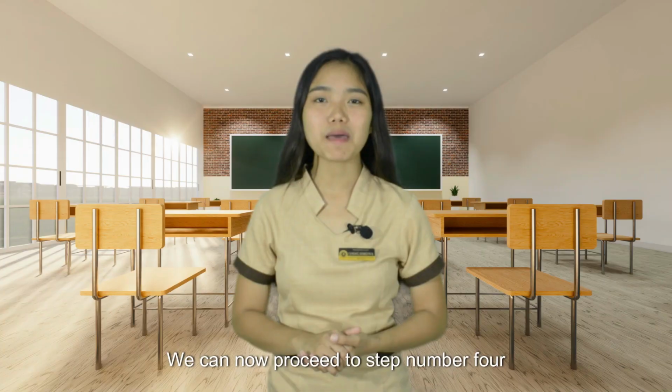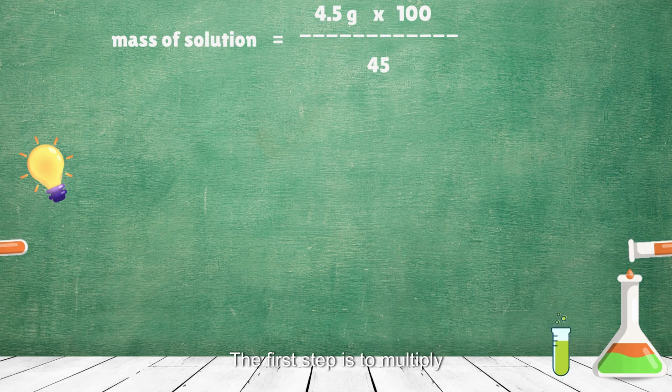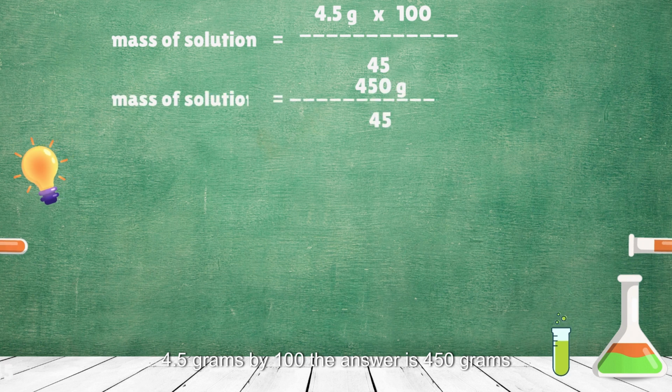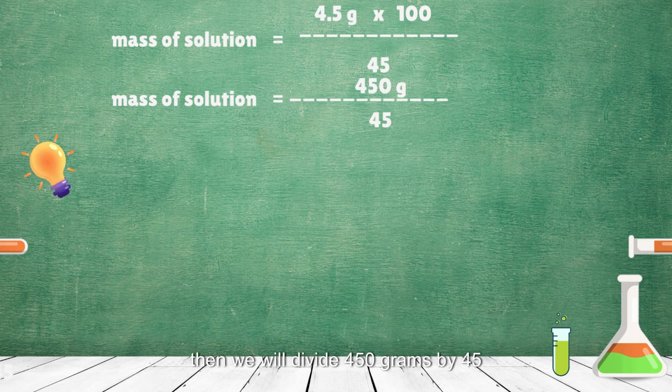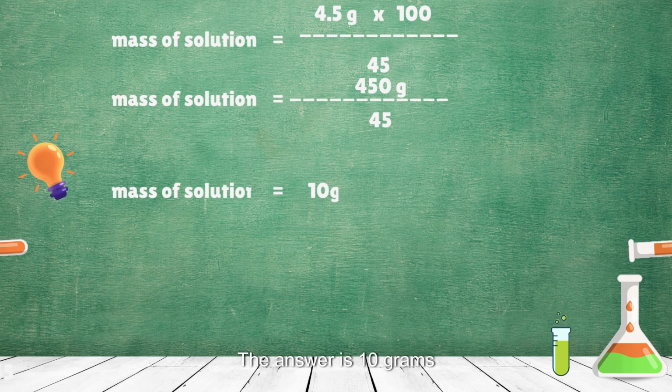We can now proceed to step number 4, calculate. The first step is to multiply 4.5 grams by 100. The answer is 450 grams. Then, we will divide 450 grams by 45. What do you think is the answer? The answer is 10 grams.